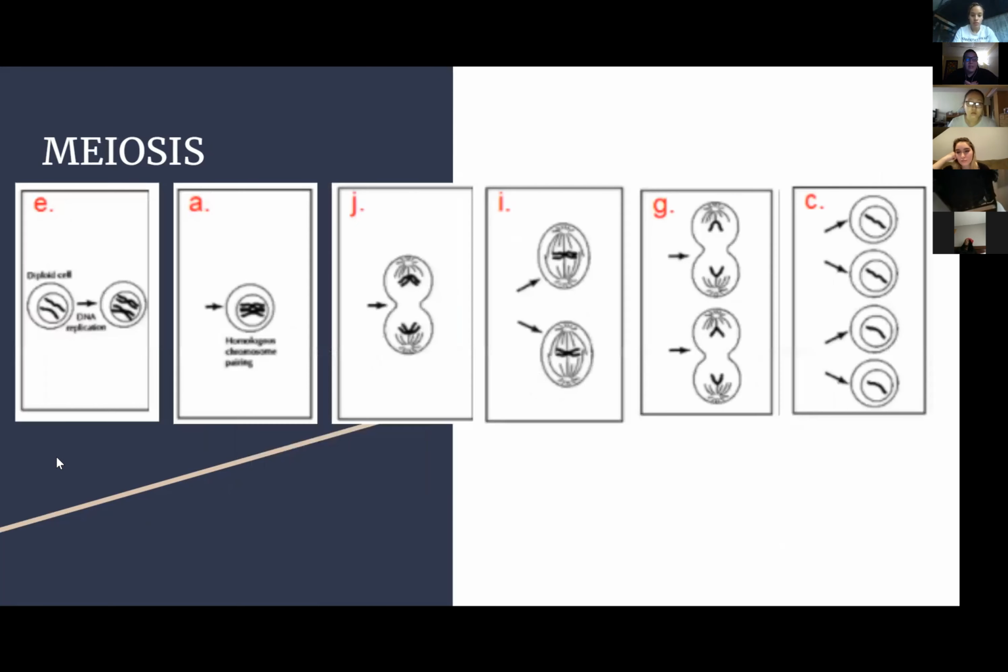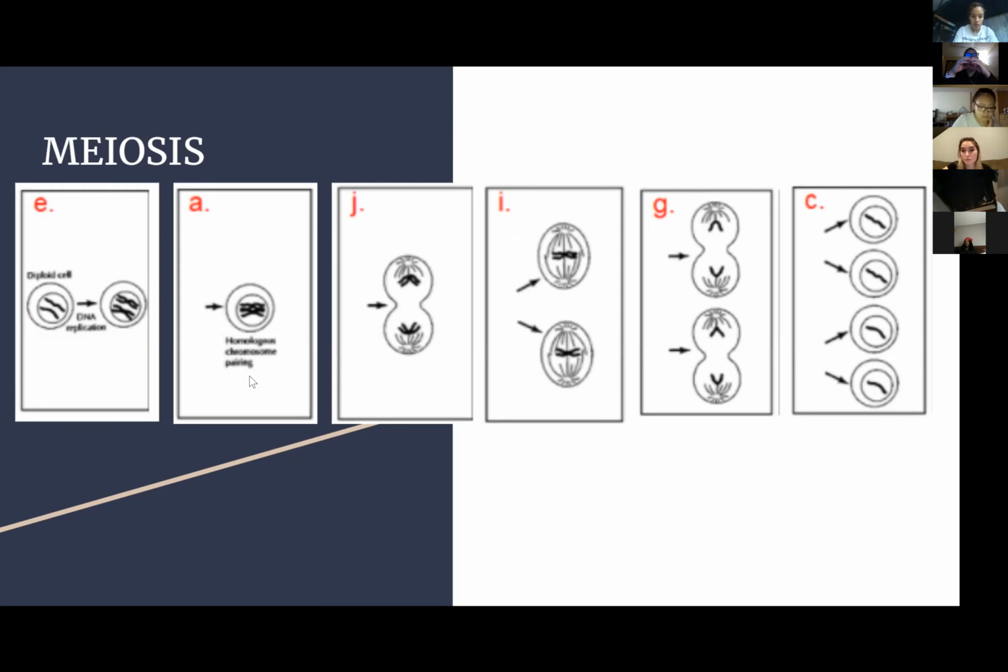So let's look at meiosis. So meiosis, got a couple more steps. Who's surprised? Not us. So meiosis is E, A, J, I, G, and C. So we're going to talk through this. Same beginning, you have your diploid cell, you have two chromosomes. Then in part A, we have that homologous pairing. Once again, a very important distinction between mitosis and meiosis is that homolog pairing.